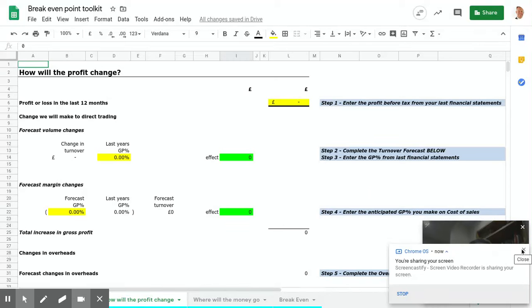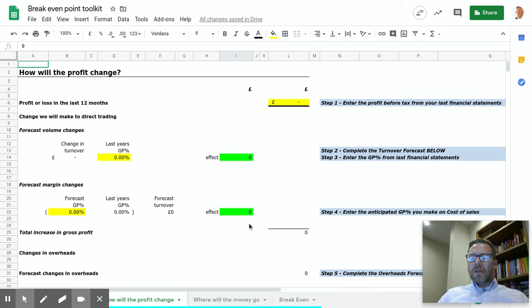The second tool that I'm going to show you to assist you with your cash flow is more of an overview. It's looking forward over the next 12 months and the viability of the business in general. The format should be very familiar to you because it's included in our performance reviews that we do with you every year based on your financial statements. You'll recognize how will the profit change, where will the money go, and the break-even point.